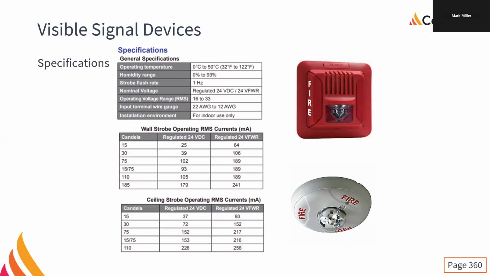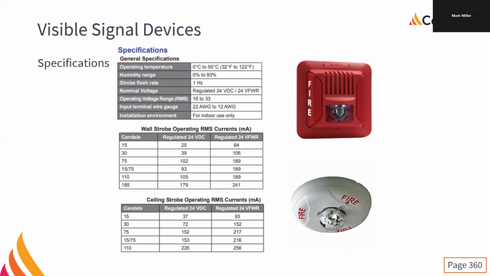The higher the candela rating, the more current it's going to draw. Right, so if you look at this here, 15 candela on a wall mount, 25 milliamps, 185 candela, 179 milliamp. Pretty big change. So we have to make sure that we calculate for all that to make sure that we bring enough circuits with large enough wire.